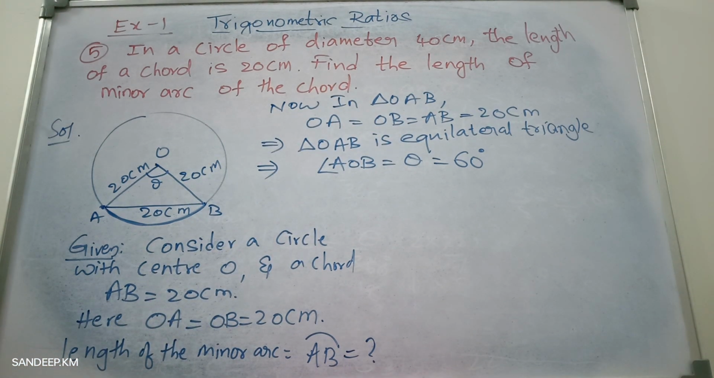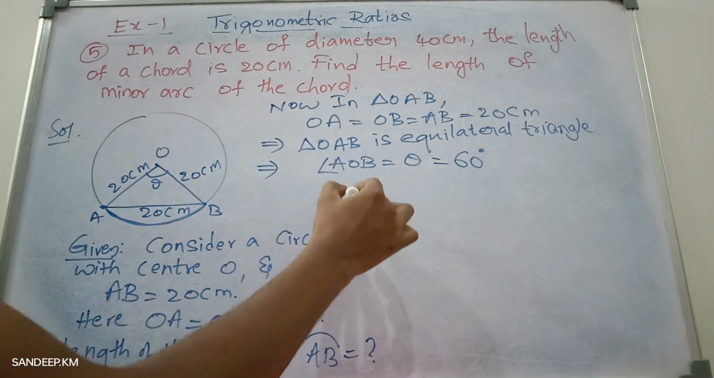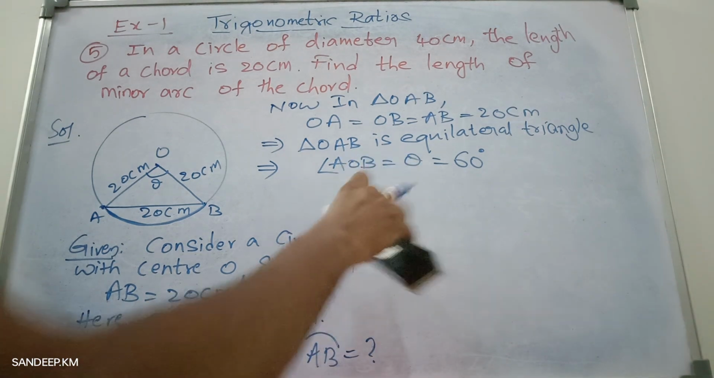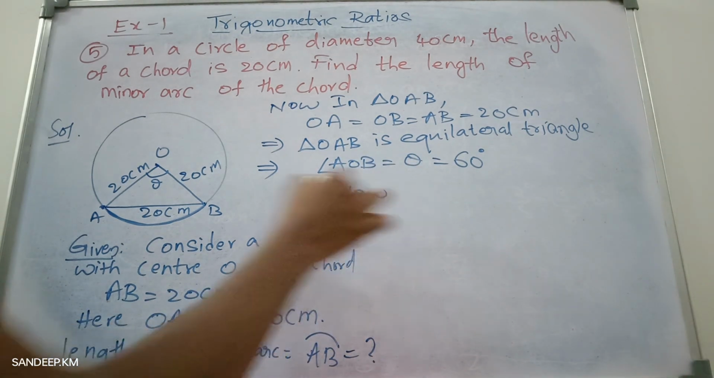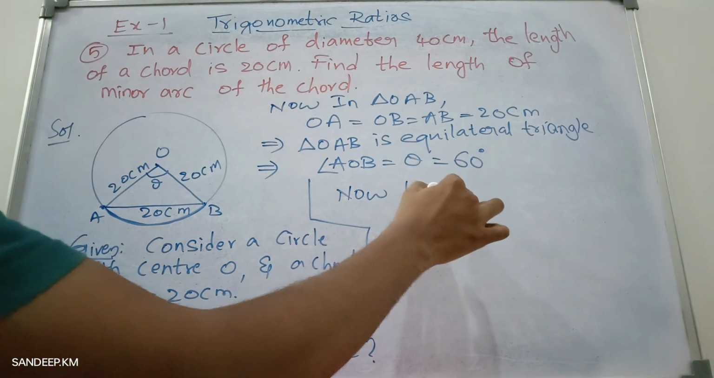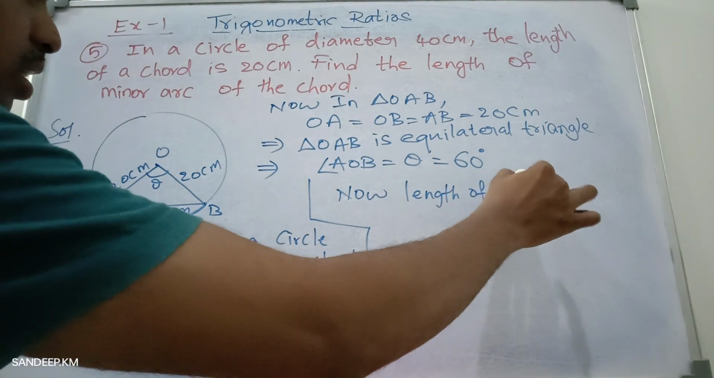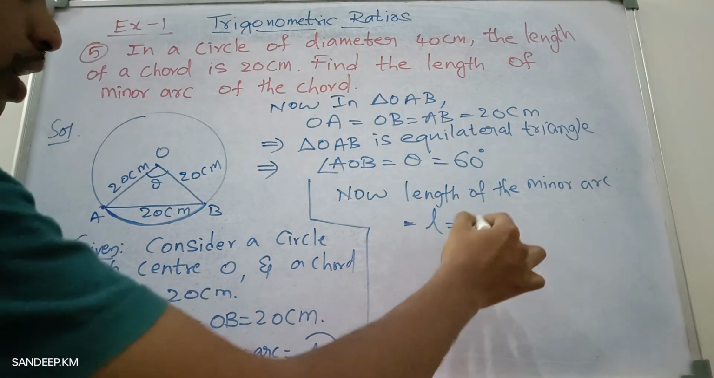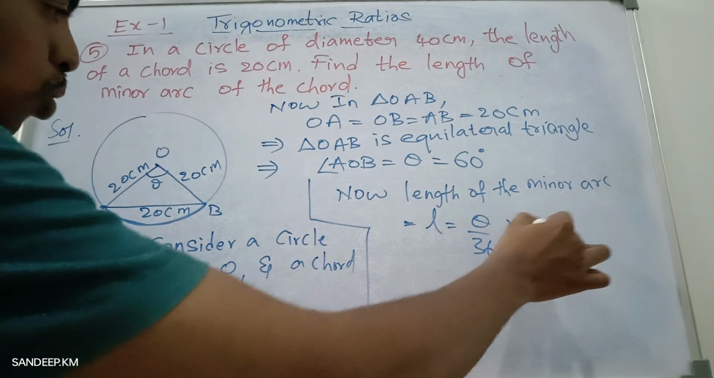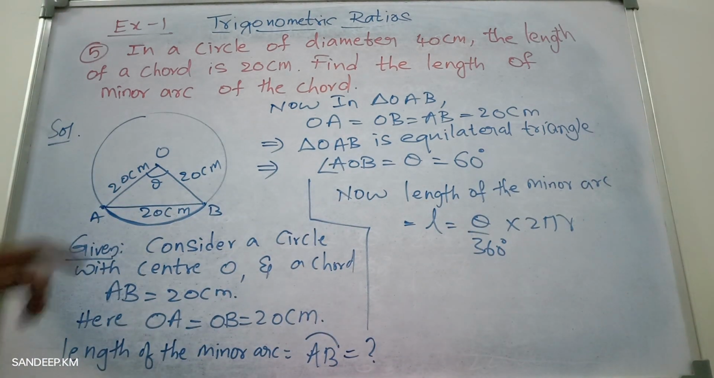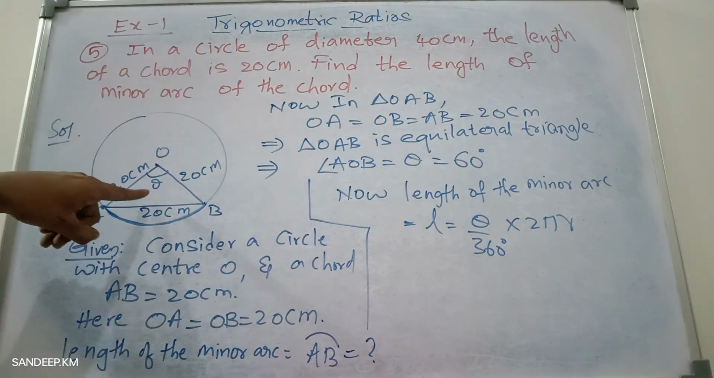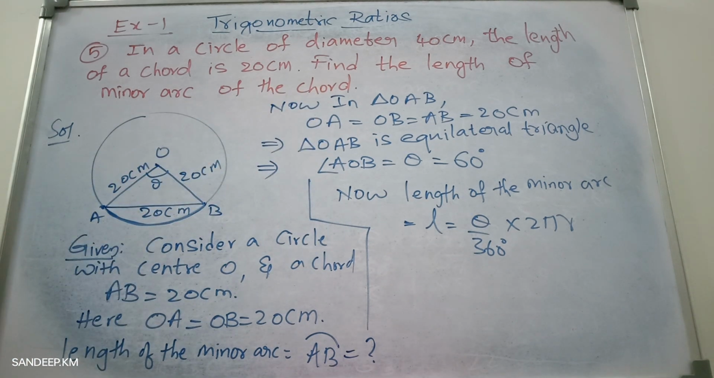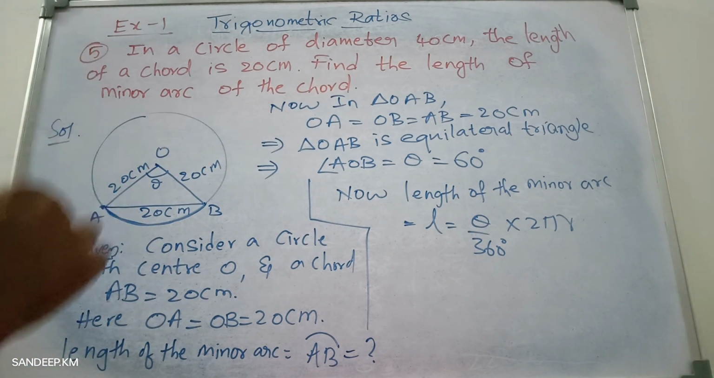What is the need? Because if you know what theta is, then we can easily find the length of the arc using what formula? So now, length of the arc, length of the minor arc, is equal to L, which is equal to theta by 360 degrees into 2 pi r. I am using this formula because the theta is given in degrees. If it is given in radian measure, you are supposed to use L is equal to r theta.